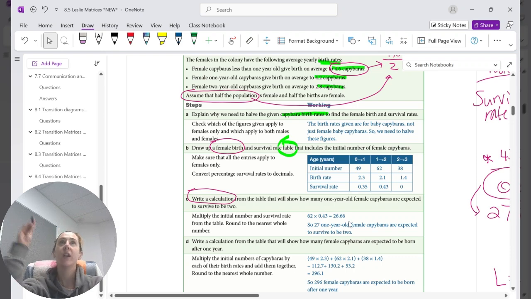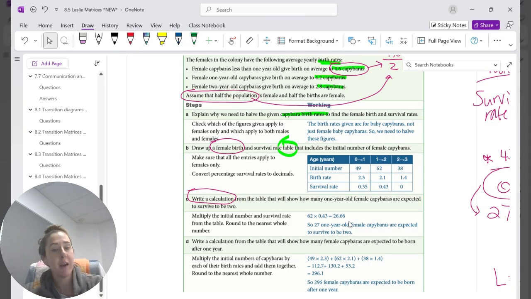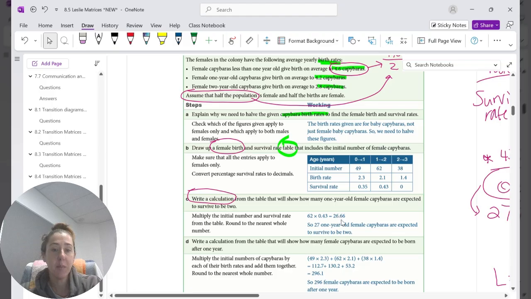Now, if you said in your solution that 26.66 female capybaras would survive to be 2, it's technically wrong, because you are not going to have a portion of a capybara. You either have a whole capybara or no capybara. So you need to round it up to 27 1-year-old female capybaras being expected to survive to be 2.